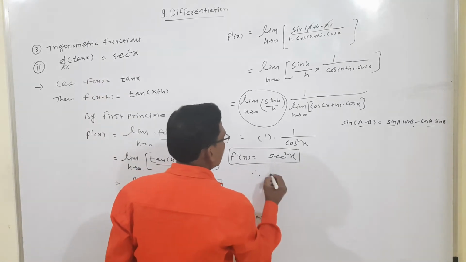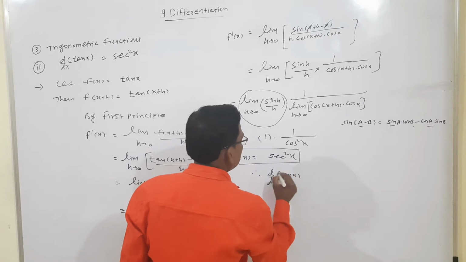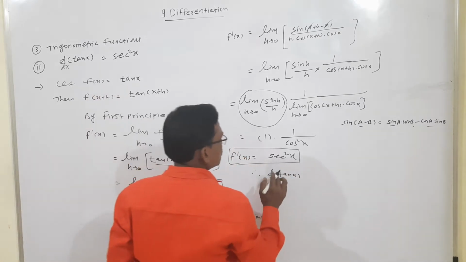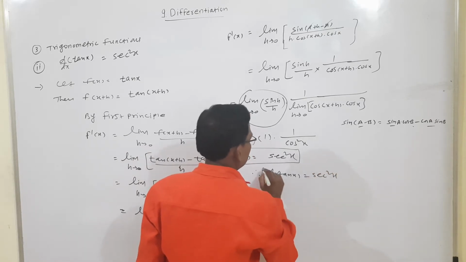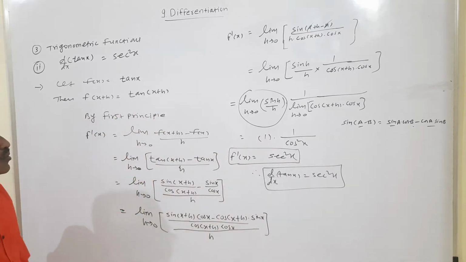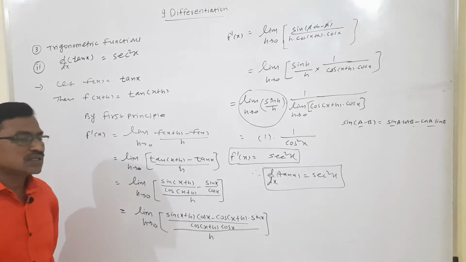Therefore we write the derivative of tan x. Here the function f x is tan x. So the derivative of tan x is equal to sec square x. Hence we have to prove or find the derivative, and we have found that the derivative of tan x is sec square x.